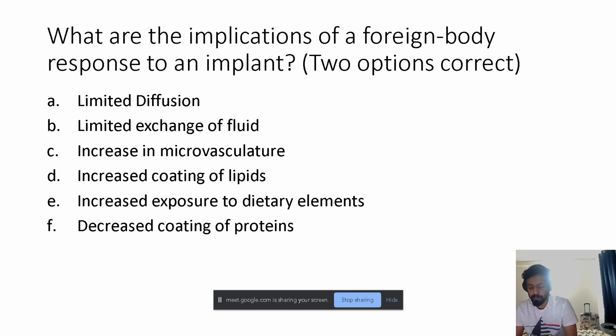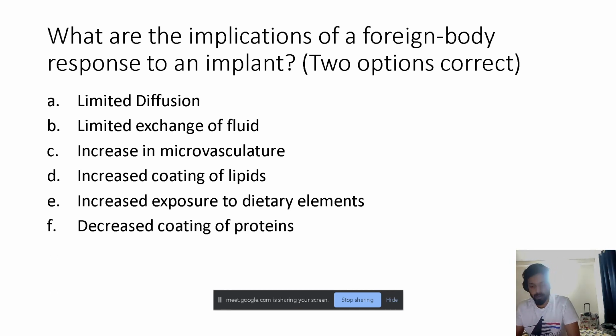Like we previously discussed, there will be limited diffusion, right? Once this fibrosis deposition has happened, there will be limited diffusion from the implant to the outside of the body. In a similar fashion, there will be a limited exchange of fluid also. Since this foreign body response has happened and the implant is caked in fibrotic tissue, it's not going to be easy for diffusion or fluid exchange to happen either way. So options A and B are correct.